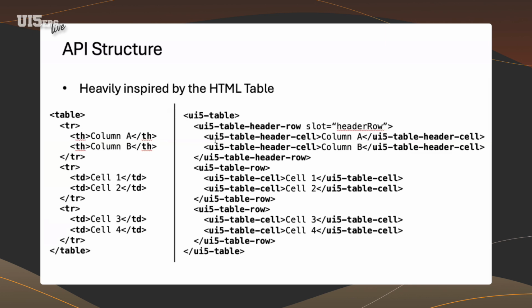And we follow a similar structure for the new web component table API. Essentially, we've got our UI5 table, which is the web component table. And we have a UI5 table header row, which essentially is a special row which contains TH elements. In our case, TH elements are UI5 table header cells. And our TD elements are our UI5 table cells. So very, very similar to the API structure of the HTML table. We thought it might make sense to have this familiarity in that regard. And this structure also opens up a lot of possibilities for us to expand upon in the future.